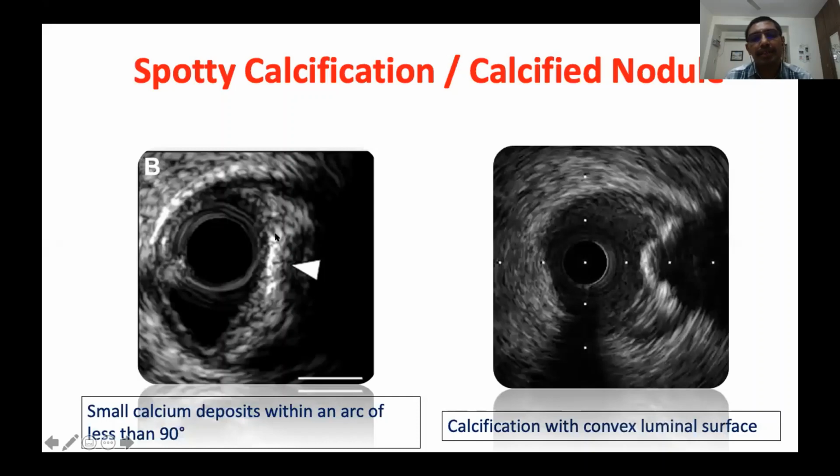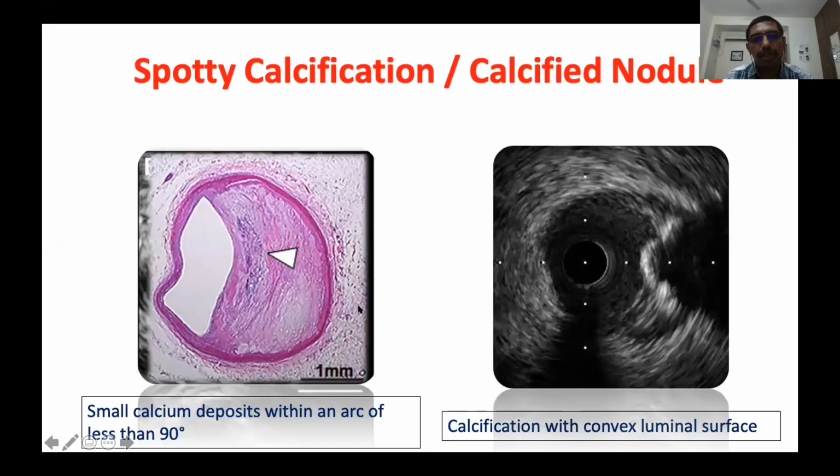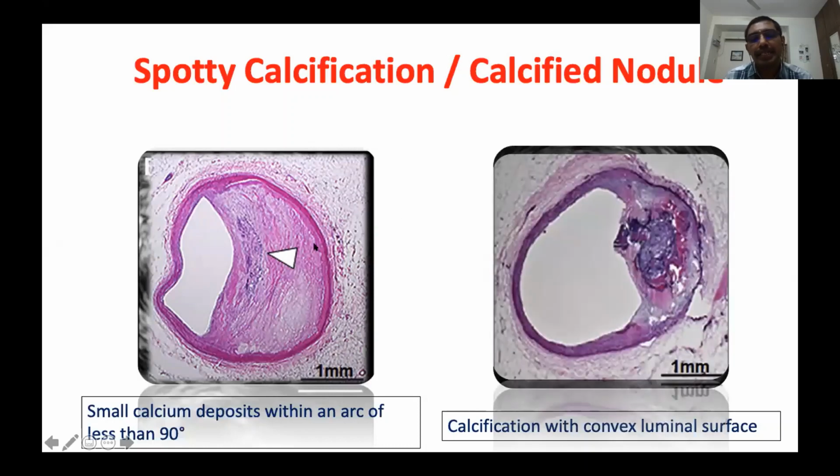So this one is called spotty calcification. So this is the histological appearance of a spotty calcification. The second one is a protruding calcification, otherwise called a nodular calcification. Even though calcium is considered a sign of stability, these two types of calcifications are associated with plaque instability and plaque fibrous cap disruption and ACS.